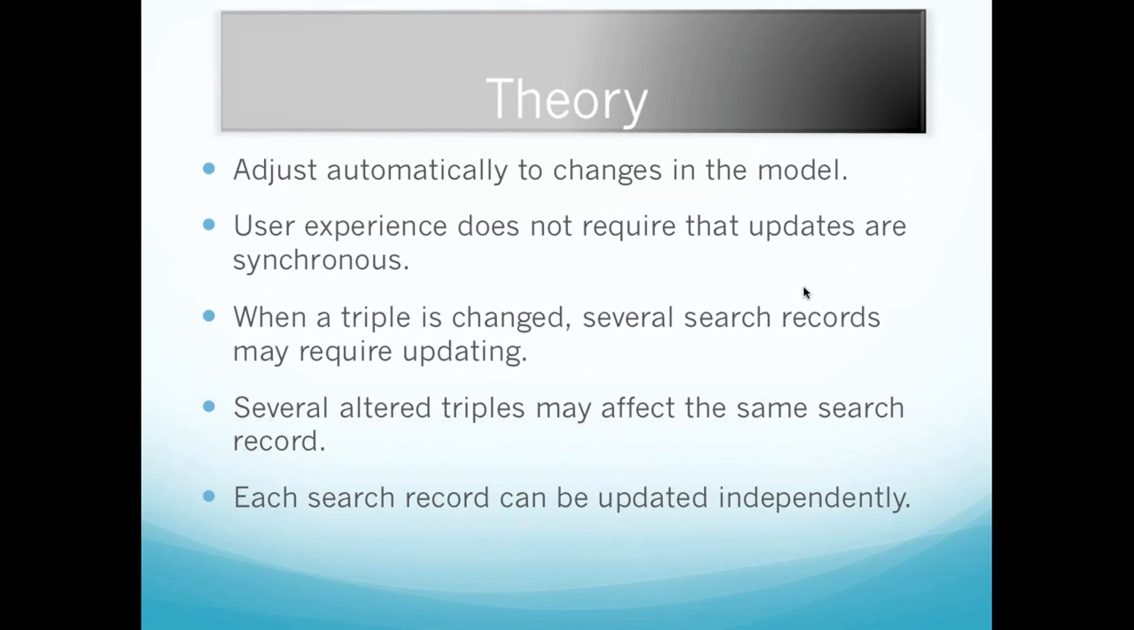We're all about triple store and about triples, and when a particular triple changes, it may affect several search records. So if I change my preferred title, then it's not just my search record that might have to be changed, but also perhaps my department's search record, something along those lines. Also, I can make several changes to one individual, so when I get several triples coming in, it doesn't necessarily mean that I've got several changes to make. It may just be the same record.